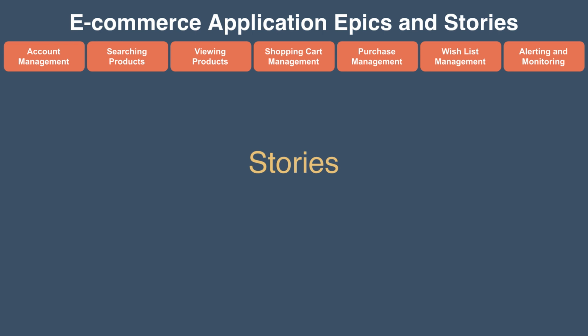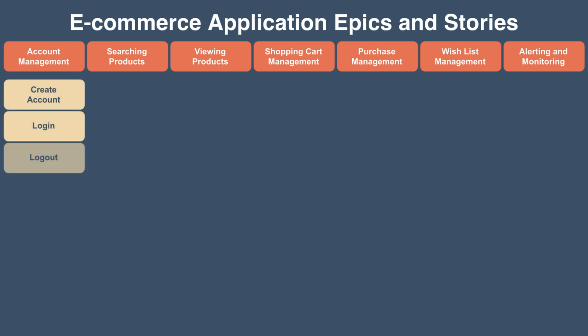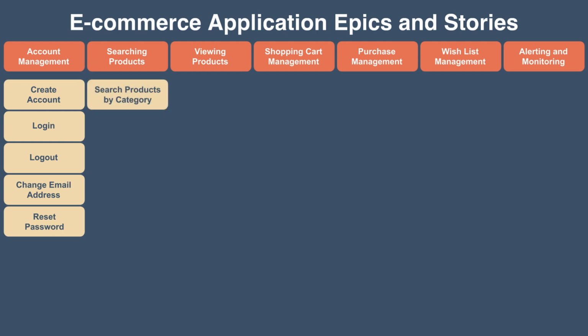Again, there is no single right way to do that, and here is one of the correct ways. For example, for the scope of the account management epic, we want to have the functionality to do the following things: create account, log in, log out, change email, and reset password. And for the searching products epic, we expect to be able to search products by category, search products by name, and search products by price.